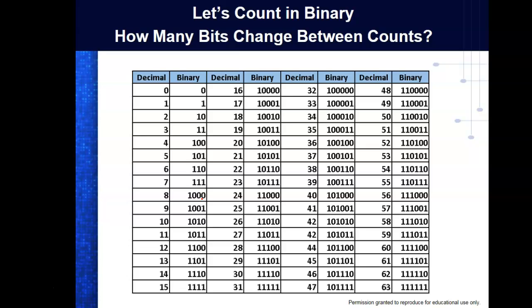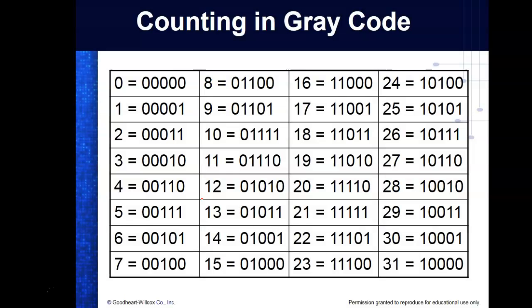So what they did is they came up with a code called the gray code. The gray code is a code. The gray code is not a number system. The gray code is a code. But what they do on the gray code is, so this is counting in the gray code. So decimal 0 would be 4 zeros.